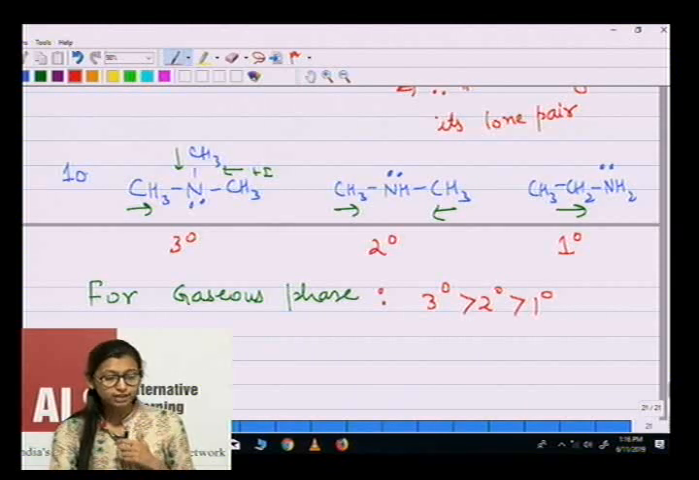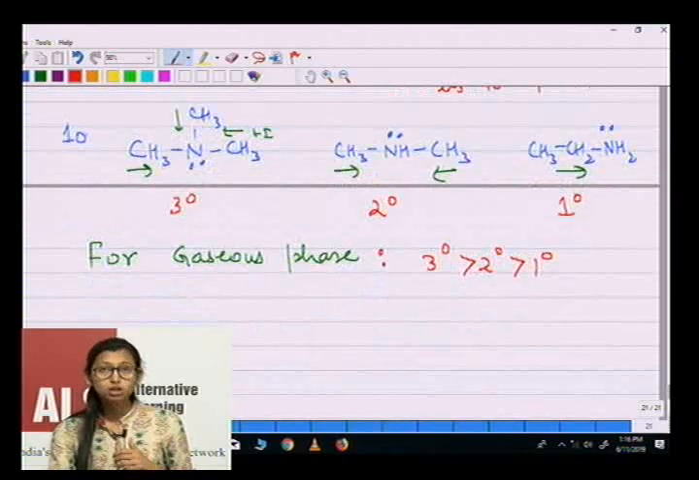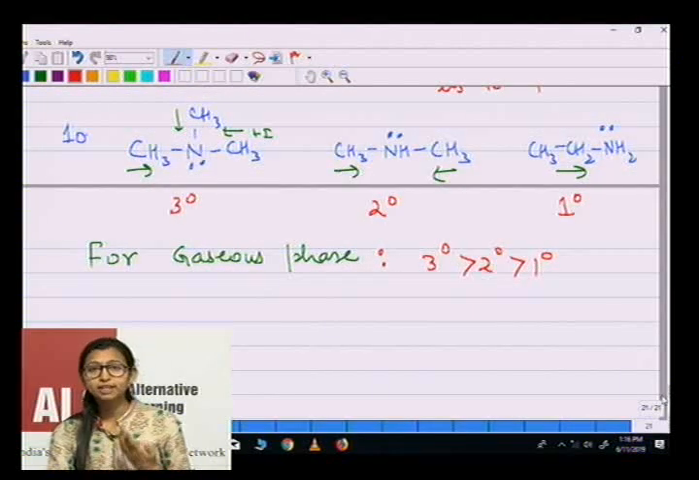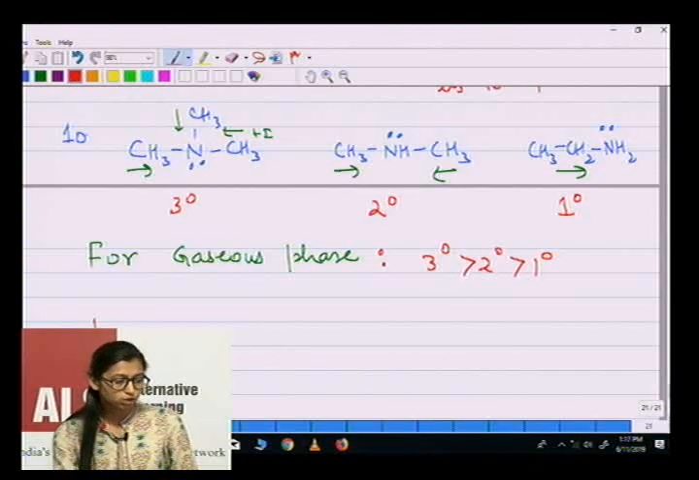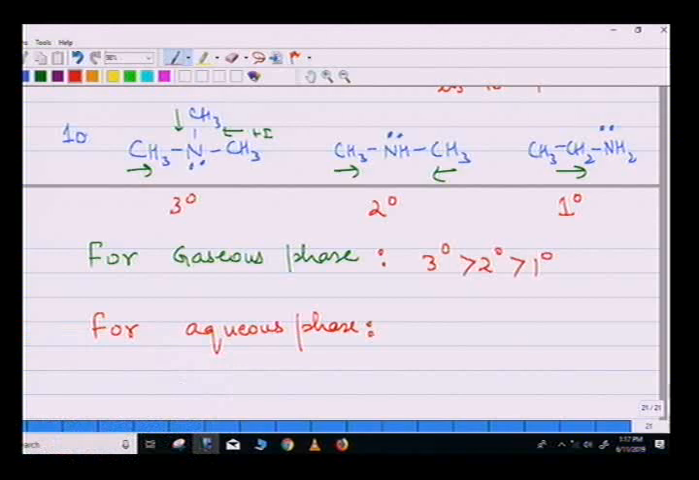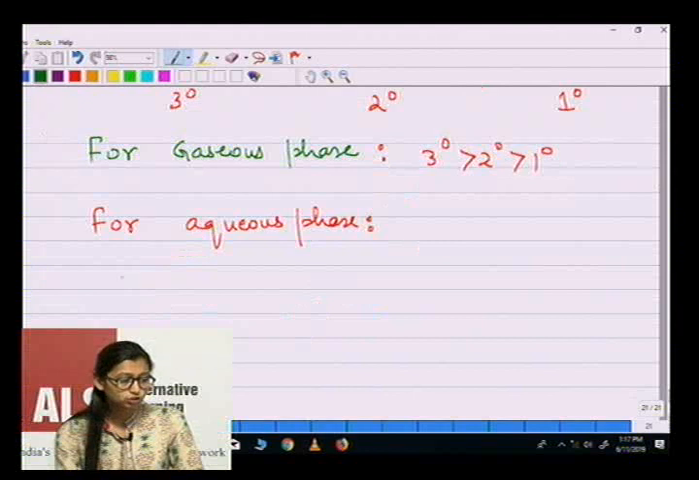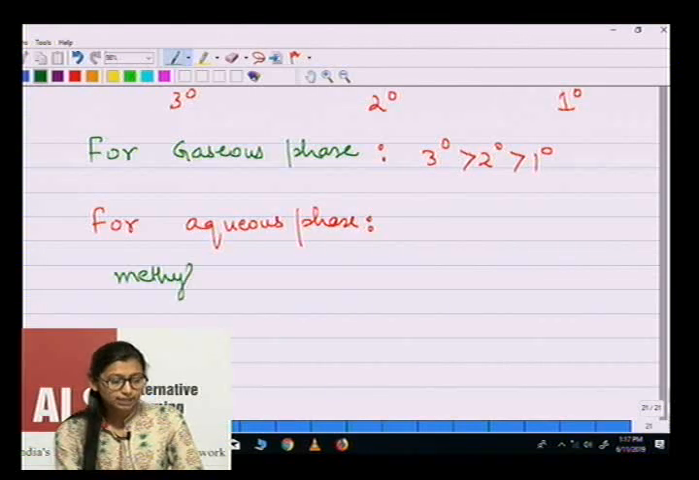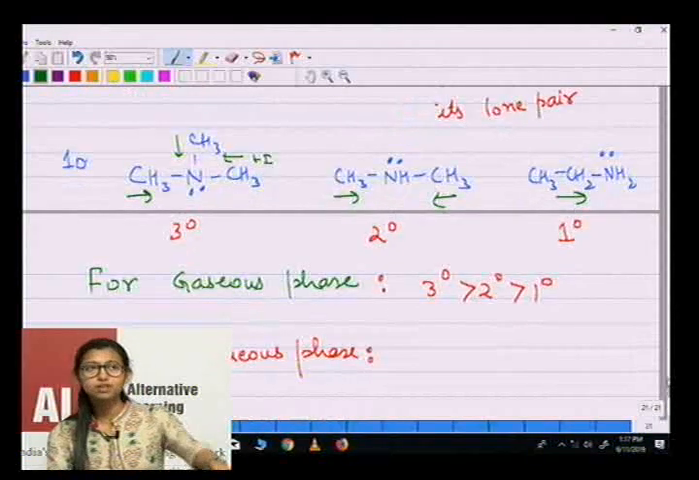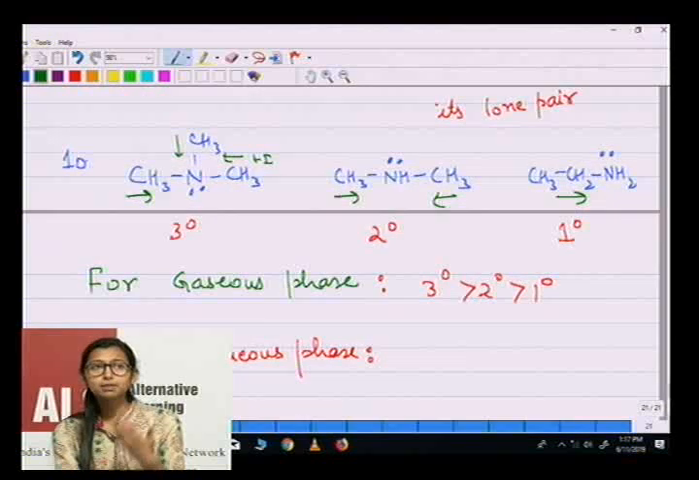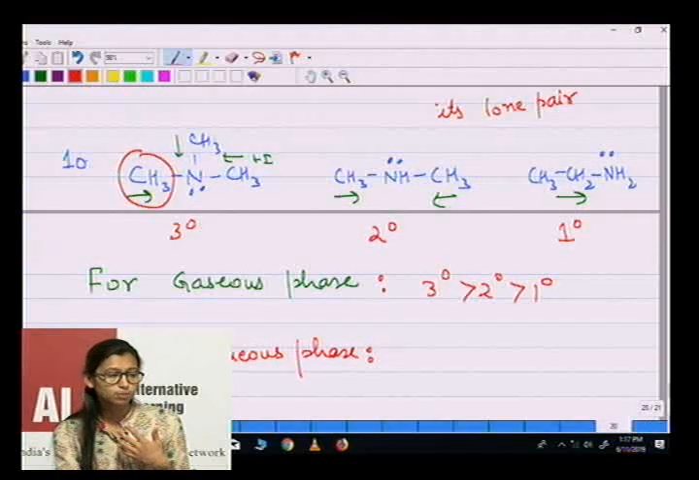Now what is the trick? What is the tricky part? Many times the order changes in the aqueous phase. Now I am writing this also. For the aqueous phase, first of all I am writing the order and then I will explain the reason. In the aqueous phase, if we are talking about methyl groups, and like in the gaseous phase I can write any group, ethyl, methyl, propyl. Everyone look at the screen, I'm talking about these groups.